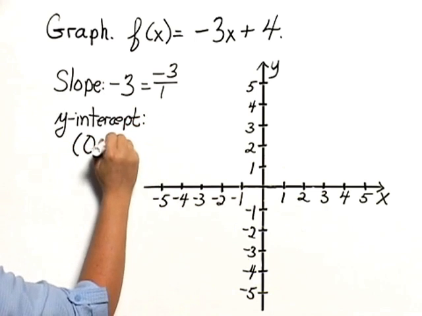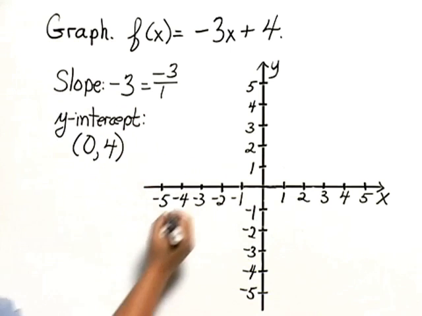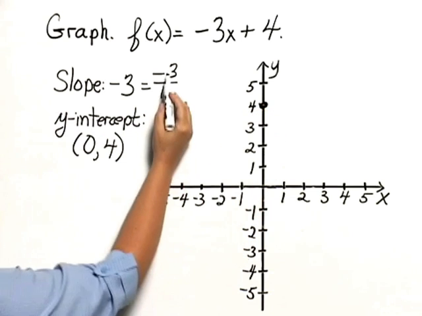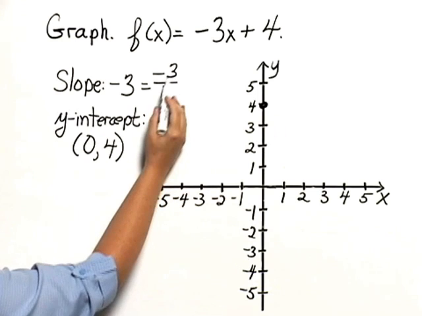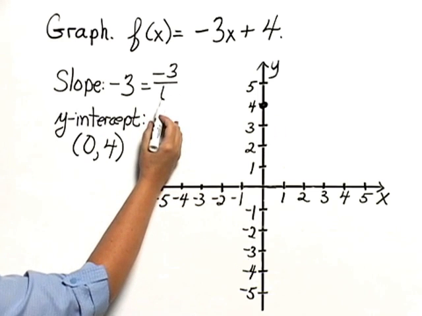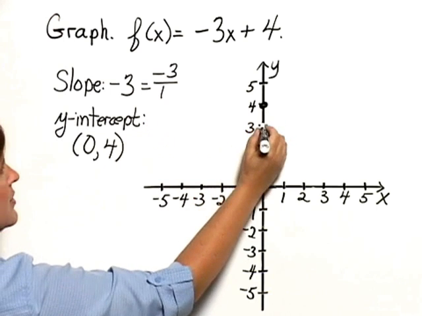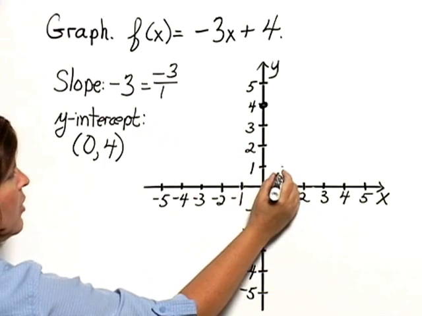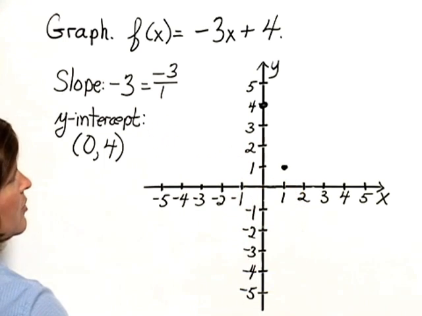What we can do now is graph the point 0, 4, and then count off a slope of negative 3. That would be a rise of negative 3, which means we move down 3 units, and a run of 1, which means we move to the right 1 unit. So we count down 3 units, 1, 2, 3, to the right 1 unit, and that's another point that's going to be on the line.